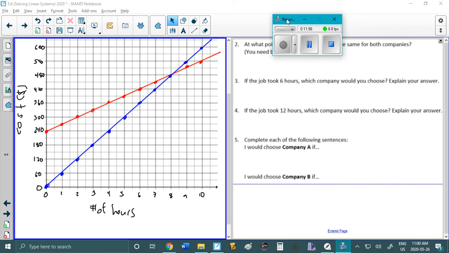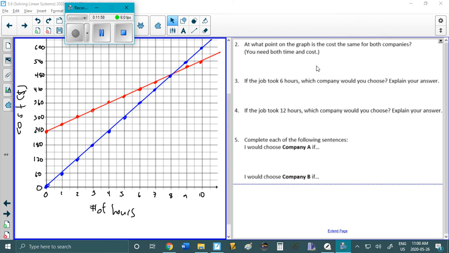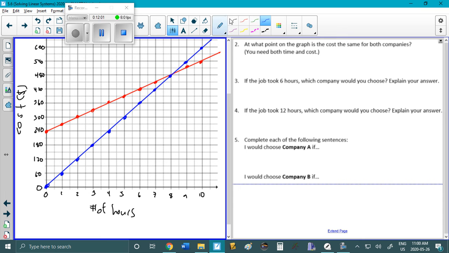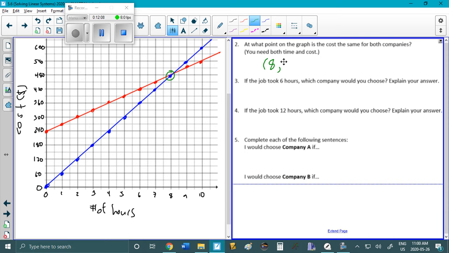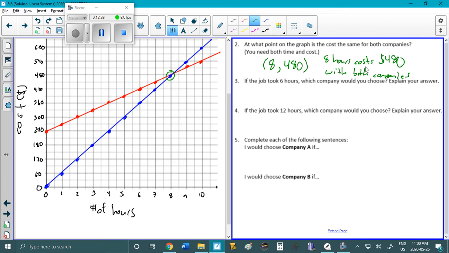Okay. So let's do the questions. At what point on the graph is the cost the same? Well, that's going to be right here, where the lines meet. So that's 8, 480. So 8 hours costs 480 with both companies.